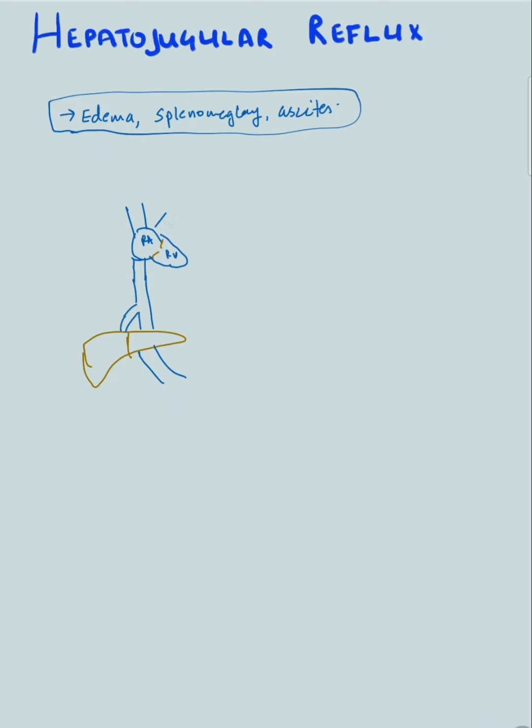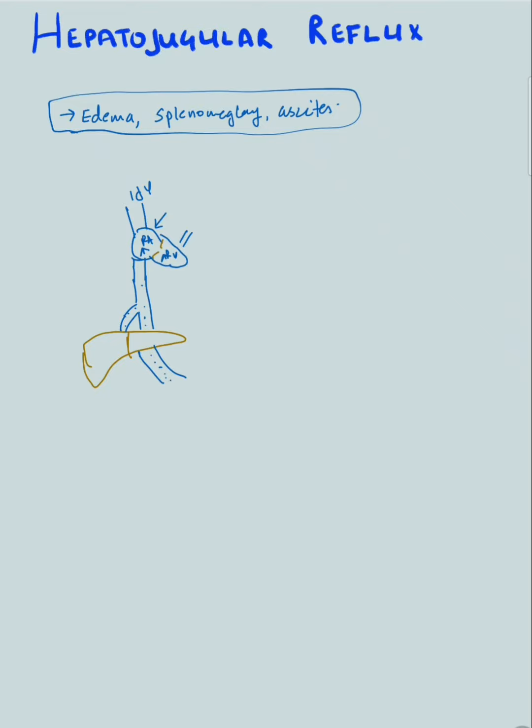So how do we know if these findings are caused by right heart failure or by cirrhosis? If these findings are caused by heart failure, let's say that the right side of the heart is failing, so it cannot pump blood forward. All of that blood will back up into the right ventricle, then into the right atrium, and then into the inferior vena cava, and also the jugular veins. So all of this blood will accumulate here.